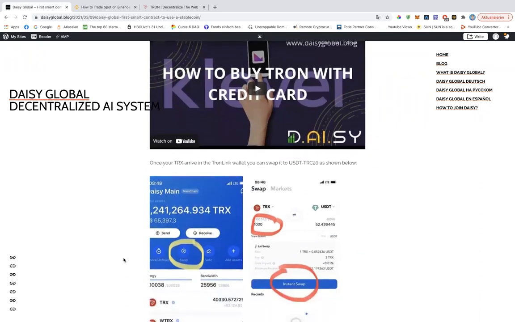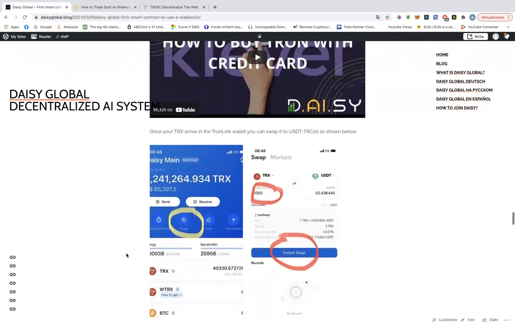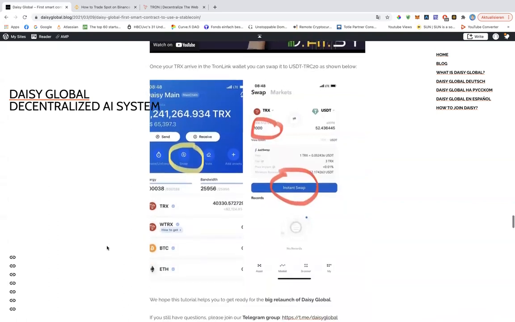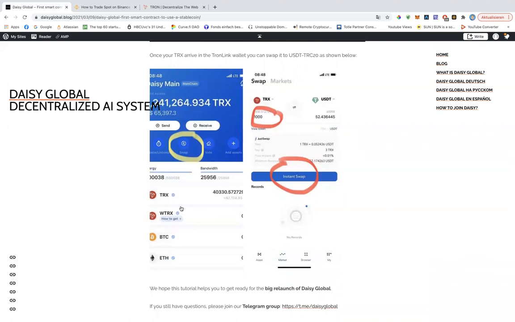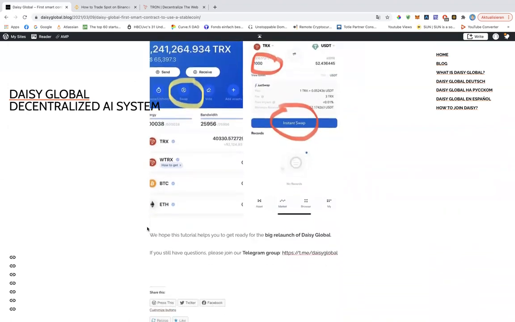Once you send your Tron from Clever to TronLink, okay, you can do the swap. And we already described how to do the swap. Just swap the USDT amount you need for the tier you want to get in. Like if you want to start with tier one, you need at least 100 USDT and some Tron for the energy. And then hit instant swap and off you go. You are ready to join Daisy, okay?